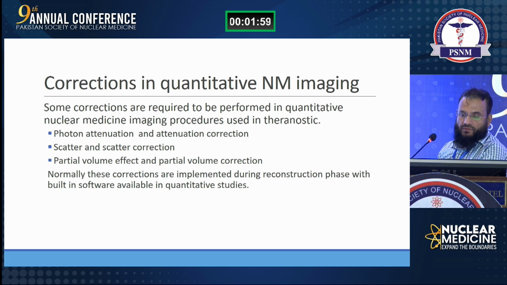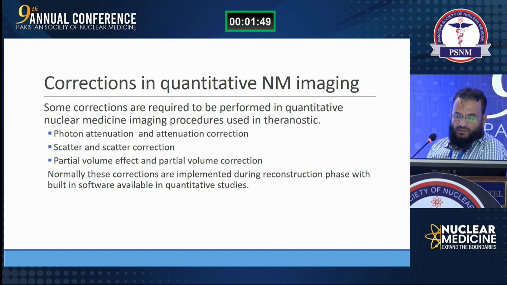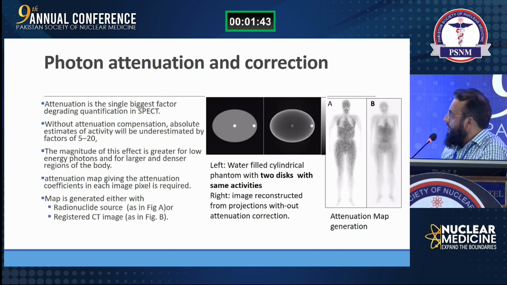Corrections in quantitative nuclear medicine imaging. Some corrections are required in quantitative nuclear medicine imaging procedures used in theranostics, especially photon attenuation and attenuation correction, scatter and scatter correction, and the partial volume effect and partial volume correction. This is the photon attenuation correction. You can see the image here.